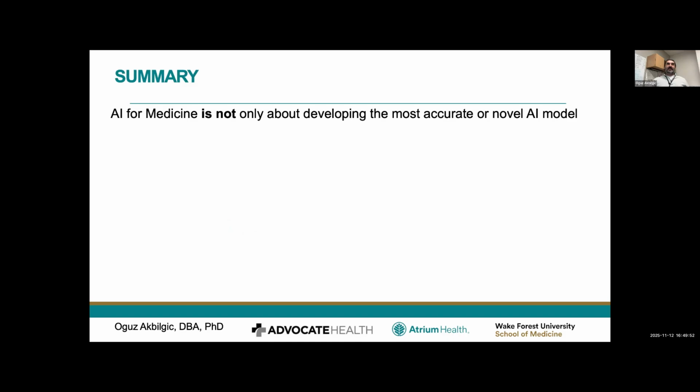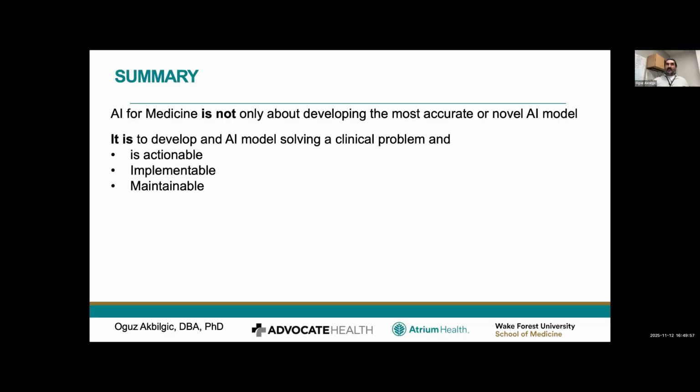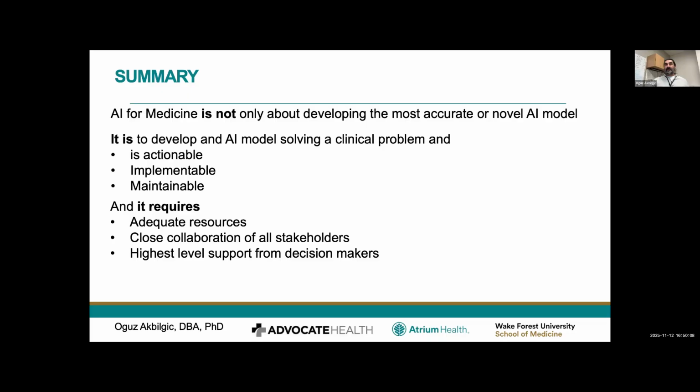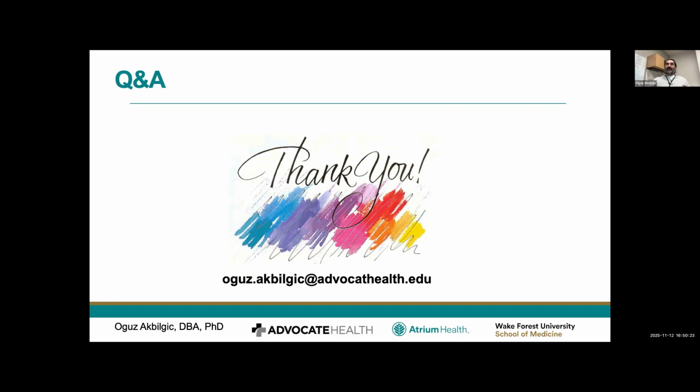If I may try to summarize, AI for medicine is not only about developing the most accurate AI model. It is about developing an AI model that solves a real clinical problem that is actionable, implementable, and also maintainable. It requires real resources, real dedication, close collaboration with all stakeholders, and the highest level of support from the decision makers. And most importantly, it requires a lot of patience. That's the end of my talk. If I have time, I'm happy to take questions.